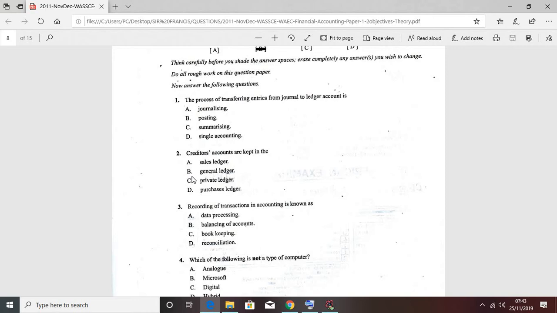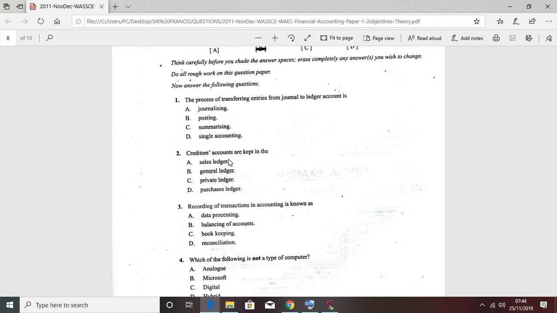So what are some of the information that you can get under the general ledger? You can get information like return outward, and something like expenses will also be found in the general ledger. You know that expenses cannot be recorded in the sales ledger. So all the items that cannot be recorded in the identified ledgers should be recorded in the general ledger. So option B also does not meet the definition for question number 2.